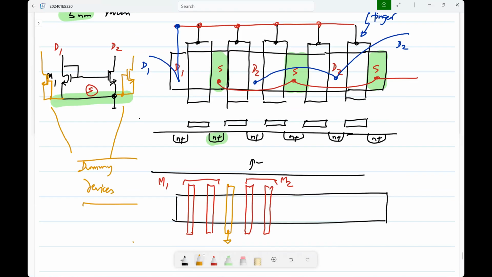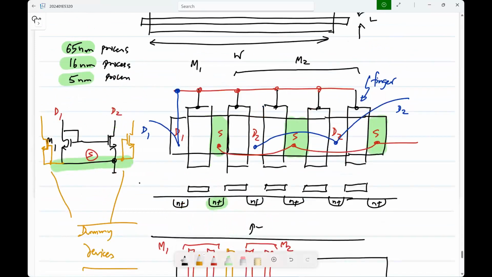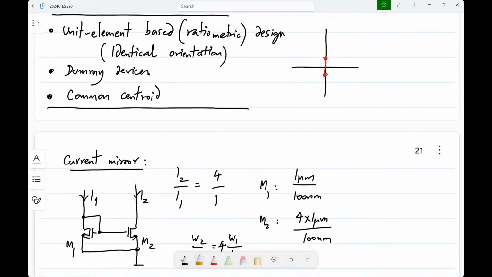Once you do the layout, these ideas will start making sense, but you need to know these things. And if you are simulating circuits in a realistic process design kit, you will find a difference between, let's say, having a 4 micron wide transistor or 4 identical 1 micron wide transistors. The currents will actually be different.